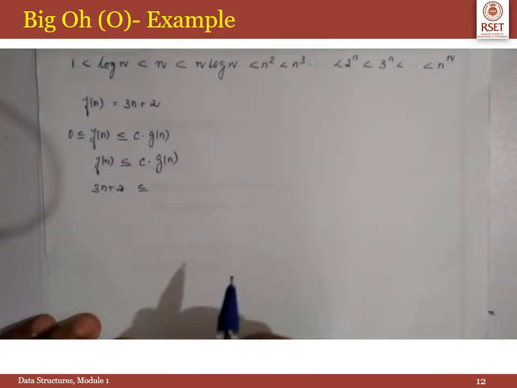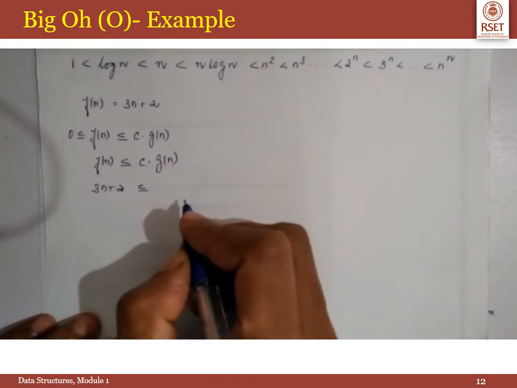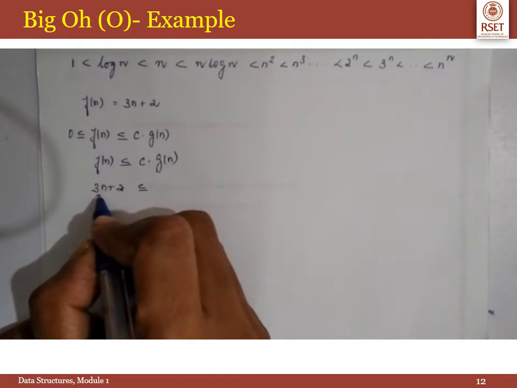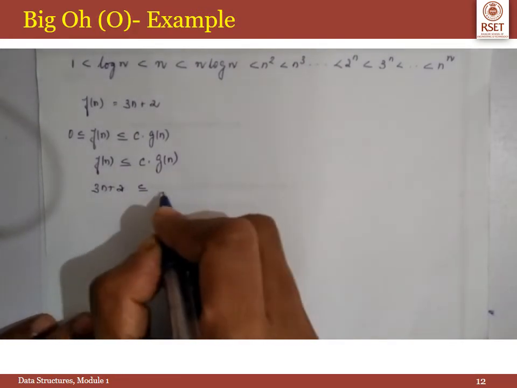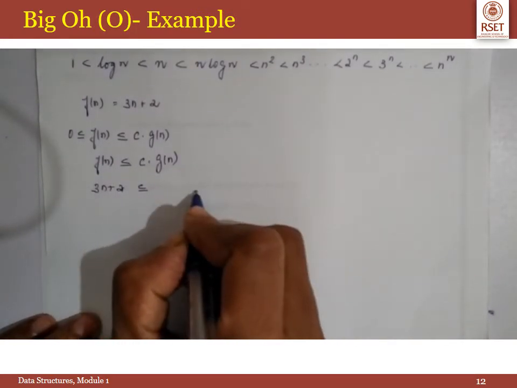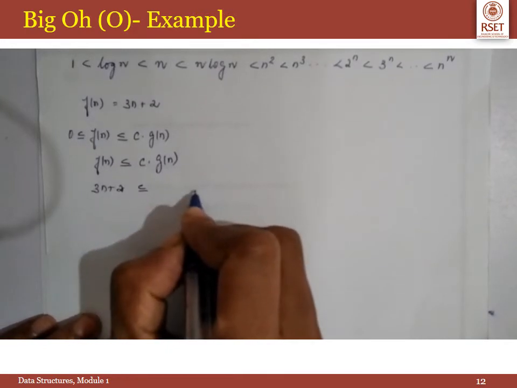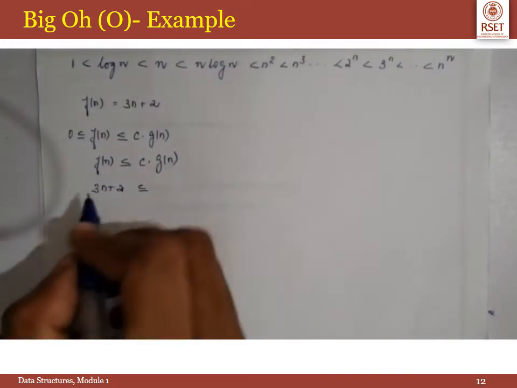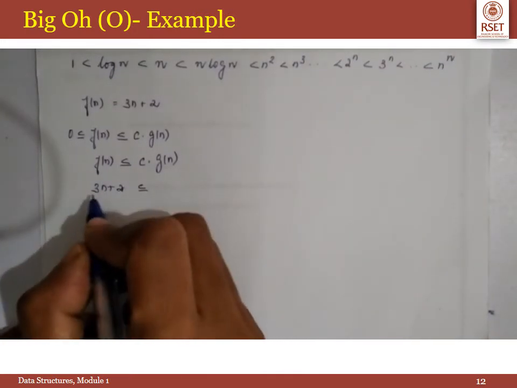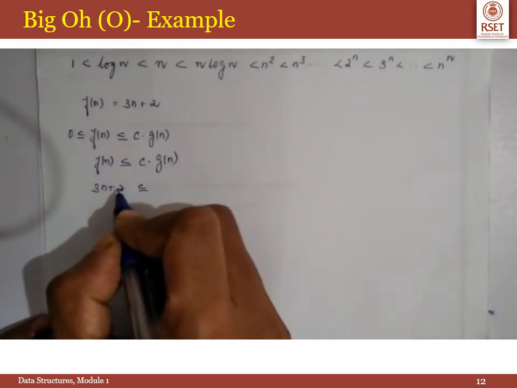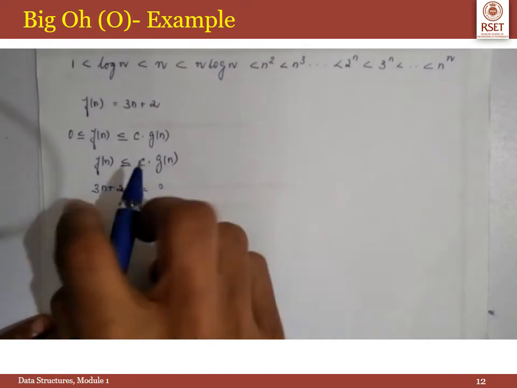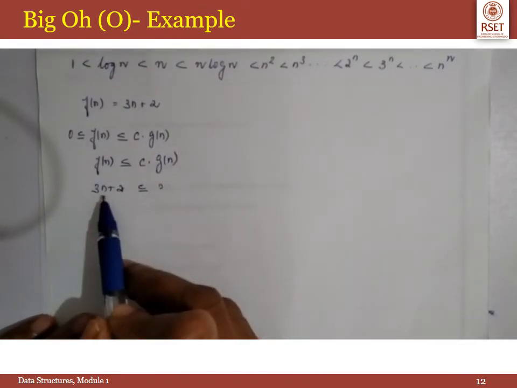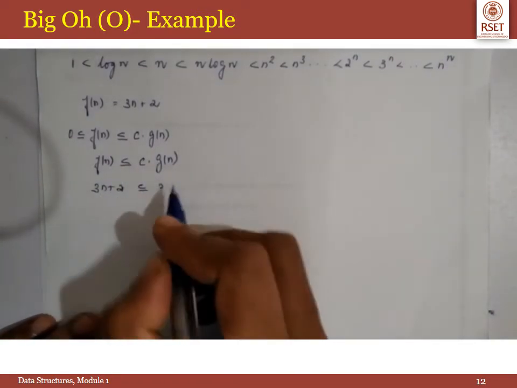Now there are different ways to do this. For example, suppose I take this 3n. I want to have something on the right hand side such that the right hand side is greater than or equal to my left hand side. Now the simplest way to do that is to replace this, see here I have two terms. There is a 3n term and there is a 2 term, right?